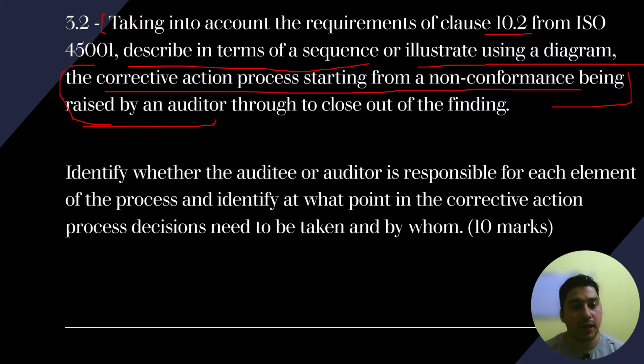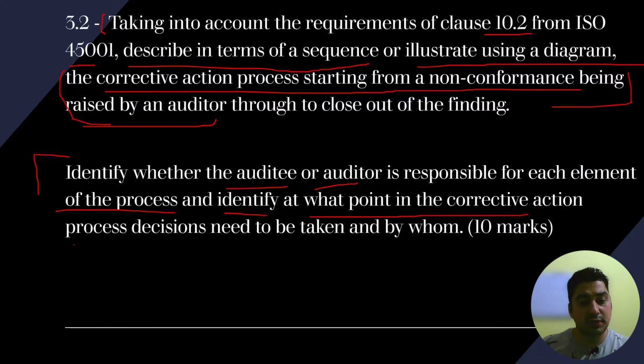Then identify whether the auditee or auditor is responsible for each element. So you have to identify whether the auditee or auditor is responsible for each element of the process. There will be certain processes, and you have to identify who will be responsible for that, and identify at what point a corrective action process decision needs to be taken and by whom, and who will take the corrective action, and when. So all these things you have to include in your answer. So let's see how we have to answer.